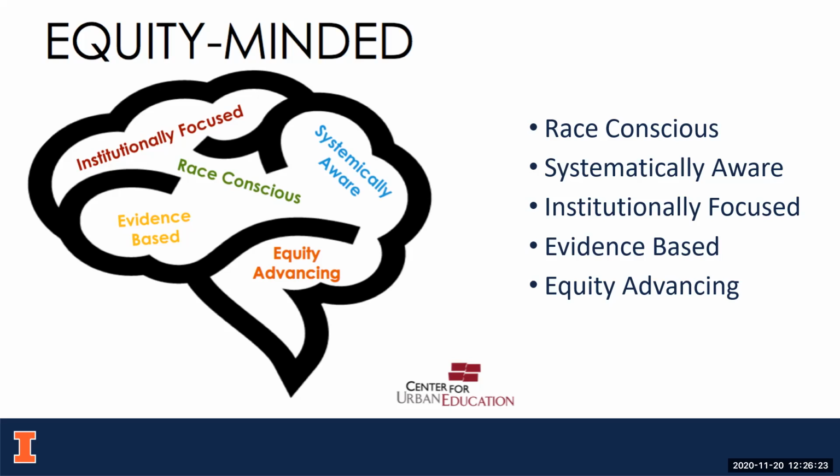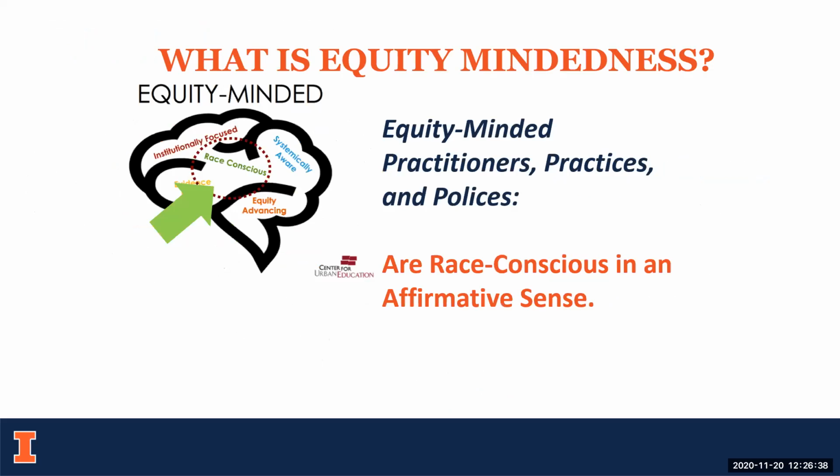Equity-mindedness is both race conscious, race aware. It's systematically aware. It's institutionally focused, evidence-based, and it works to advance equity. What that means is that to be race conscious, and in this case we're talking particularly around race and racial and ethnic difference and inequities that exist within systems, where people of certain racial groups do not have the same opportunities and access or the same outcomes within spaces. So part of that means we have to be race aware.